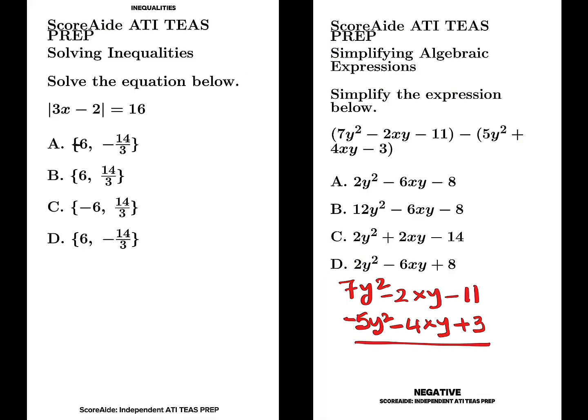So now 7y squared minus 5y squared is gonna give us 2y squared. Minus 2xy minus 4xy is gonna give us negative 6xy, right? Negative 11 plus 3 is gonna give us negative what? 8, right? So that is gonna be the answer. I bet you it is A.